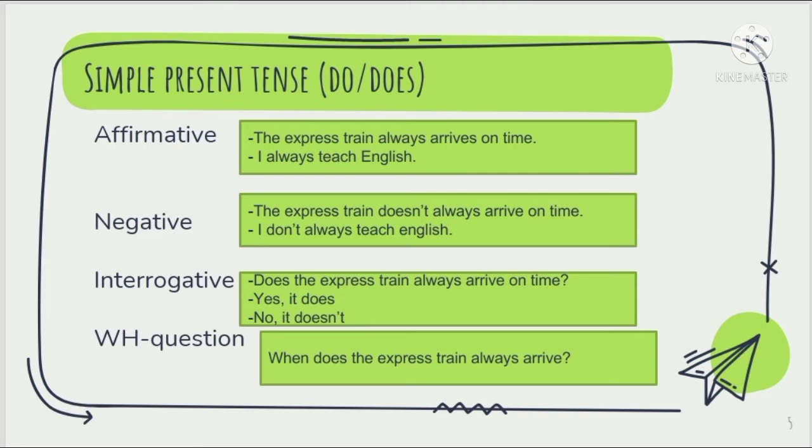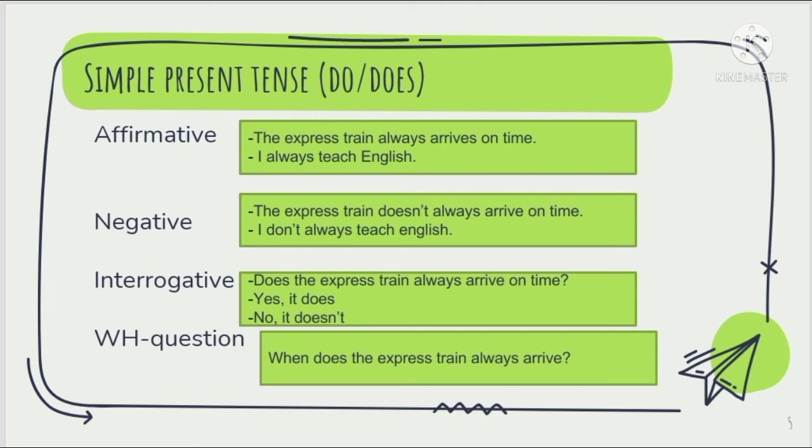For negative, you need to use does. Oke, di sini saya sudah tulis do or does. Jadi kalau dia she, he, it, you need to use does. Negatifnya, the express train doesn't always arrive on time. Meanwhile, in the interrogative, put does-nya ini ke depan, pindah ya. Does the express train always arrive on time? So, interrogative di sini yes, no question.